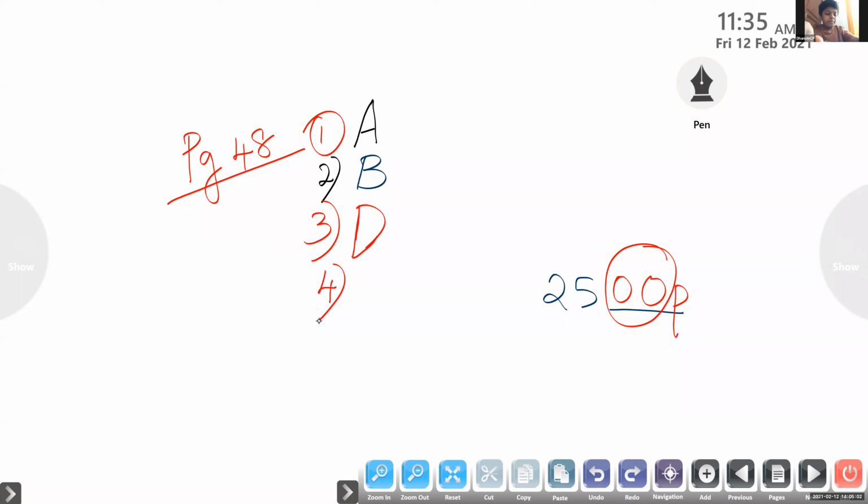Okay, question number 4, Danvin. Yes, ma'am. To convert rupees to paise, we multiply rupees by 100. Very good. To convert rupees to paise, what will we do? We will multiply. With which number? 100. So what's the answer here? Option B. Okay. Yes, Niranjan, question number 5.